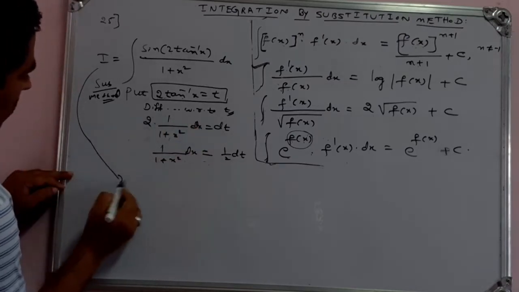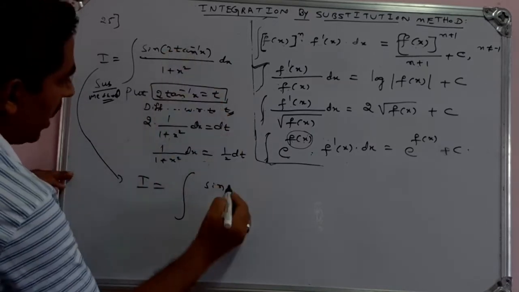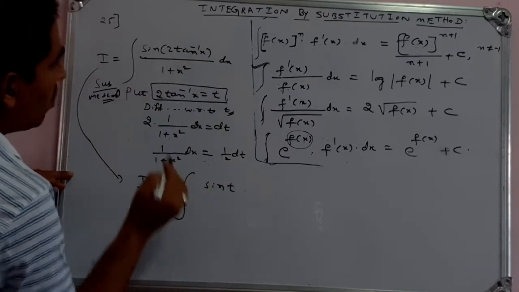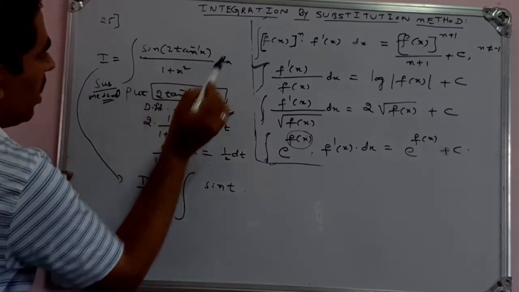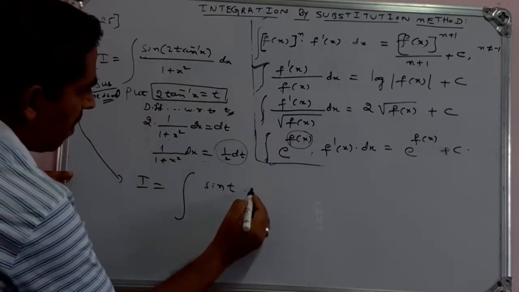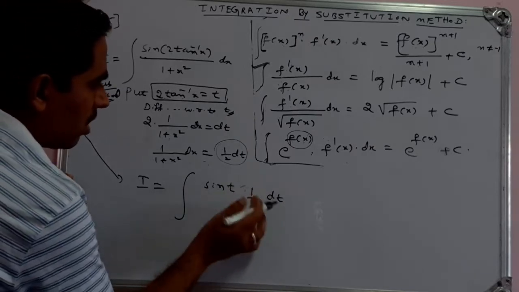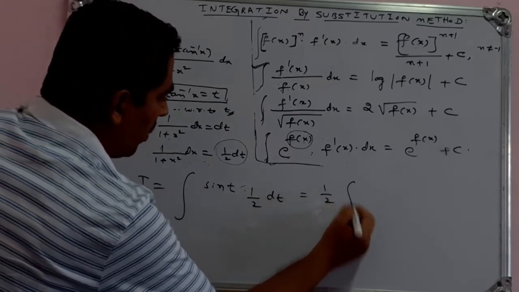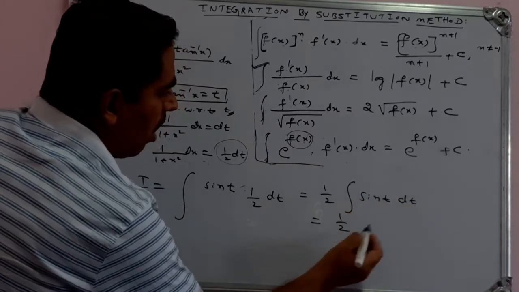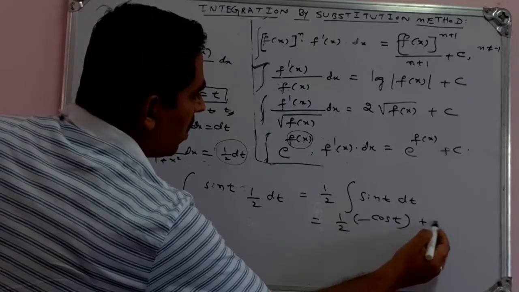Then this problem becomes I is equal to integration of sine t, because this quantity is t, into the remaining thing 1 by 1 plus x square into dx, instead of that I can write half dt. This half is constant. I will take that outside the integral sign: half into integration of sine t. The integration of sine is minus cos t plus c.